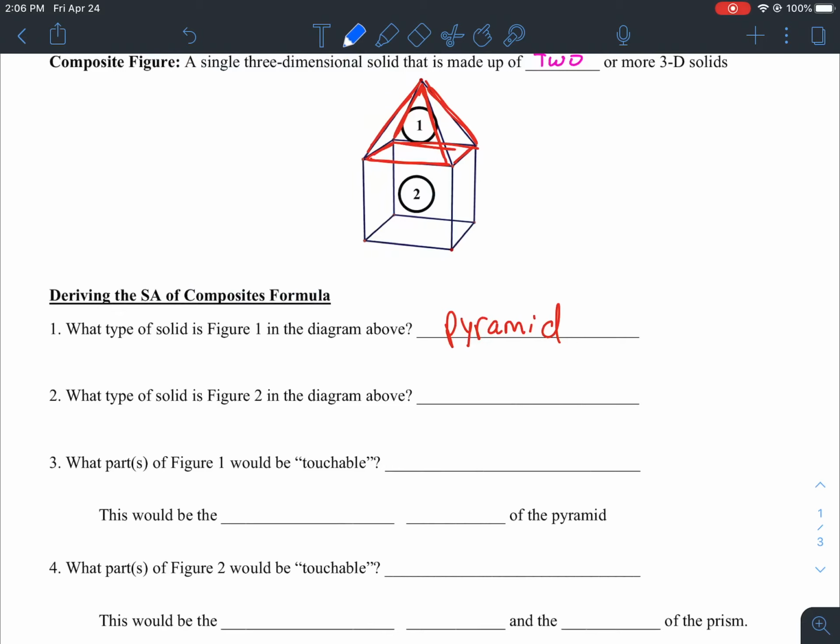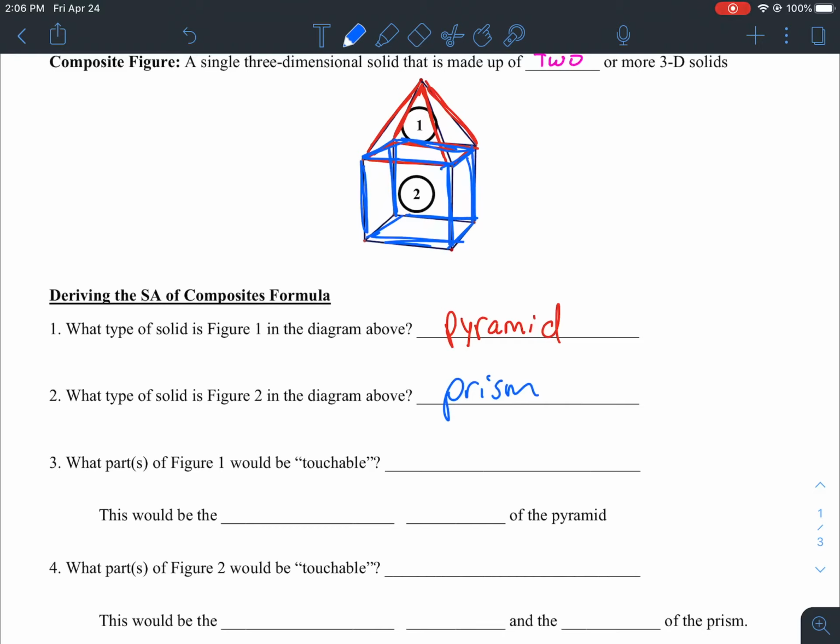What type of solid is in figure 2? So that's this one underneath. And hopefully we can see that figure 2 is a prism. So those are the 2 figures. Now the next thing I want you to think about is let's pretend like this 3-dimensional thing was actually in front of you right now.